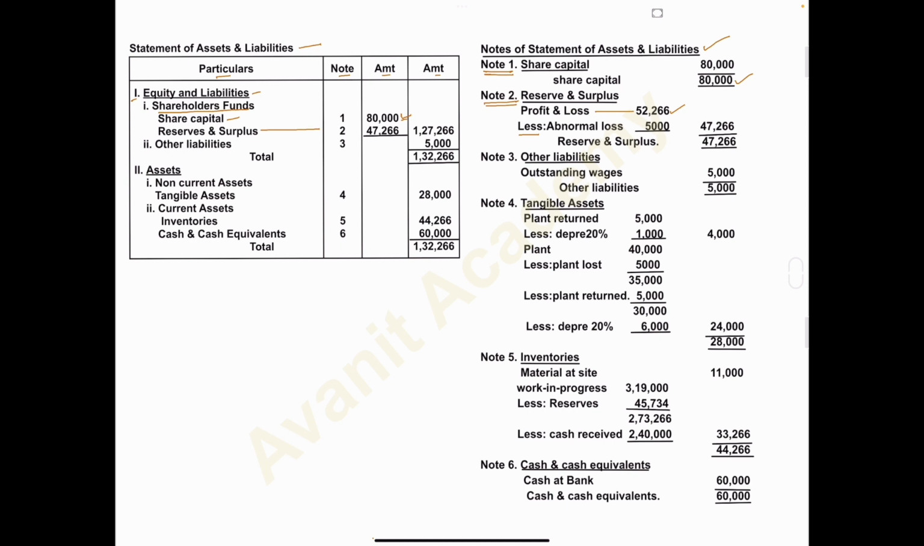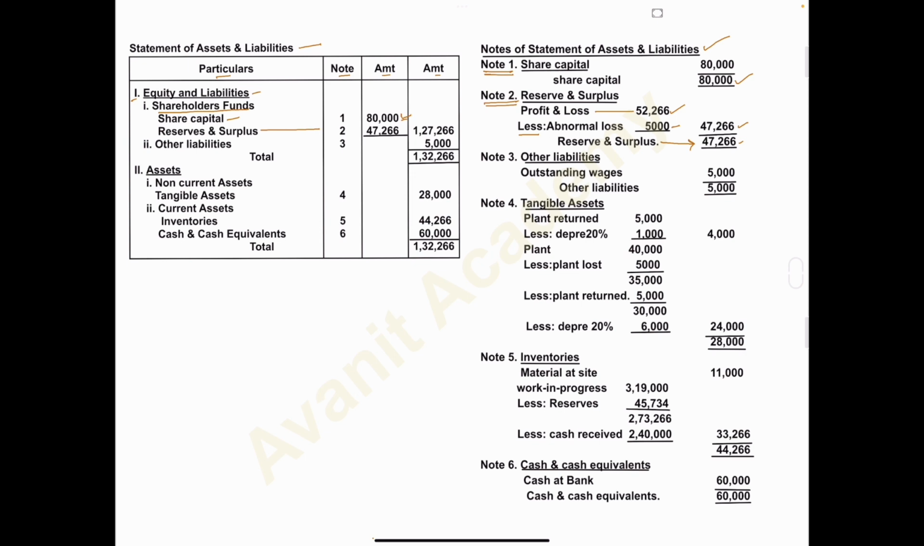Less abnormal loss. Plant destroyed by accident costing rupees 5,000. That is an abnormal loss, and that one we have to deduct from profit and loss account. Less abnormal loss amount is 5,000. From 52,266 minus 5,000, you will get 47,266. Same balance we will write here. That is reserve and surplus. This one we will take in reserves and surplus.